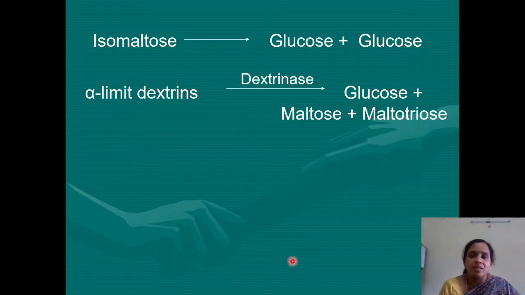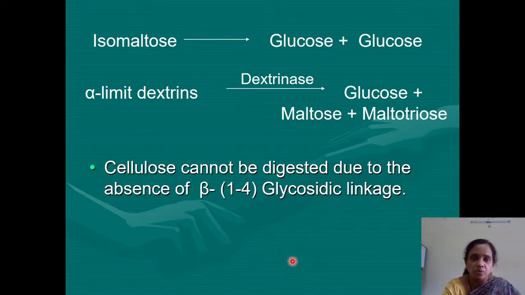Now, isomaltose. Isomaltose is broken down by isomaltase into two molecules of glucose. Alpha limit dextrins, which are small dextrin molecules, are broken down to maltose, maltotriose and glucose. Once again, this maltose is acted upon by maltase to form two molecules of glucose.